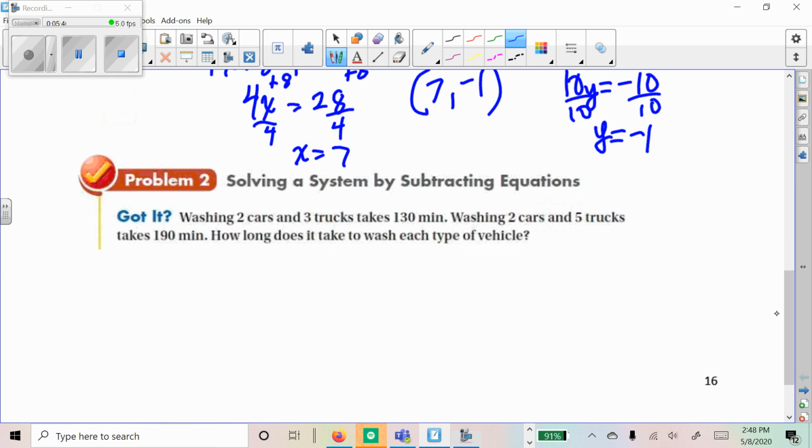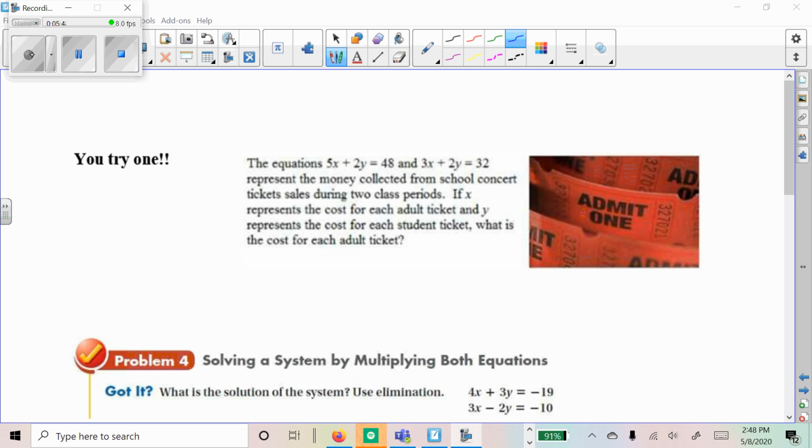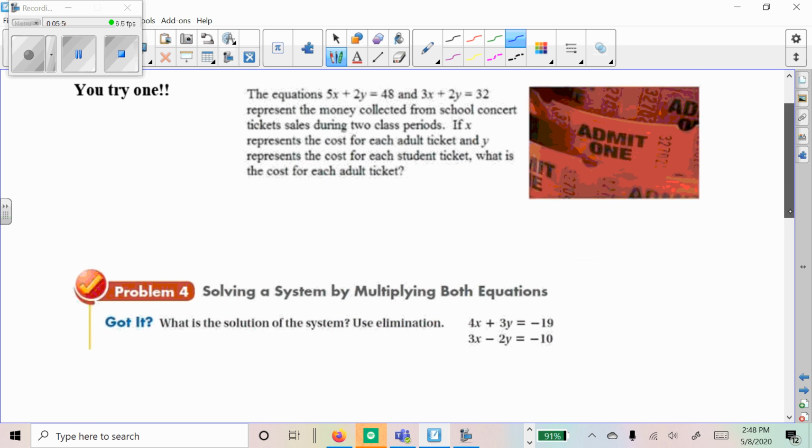All right, I'm going to skip this and do this problem in the video lesson for tomorrow. So we're just going to move on. All right, let's go down to number 4 here.